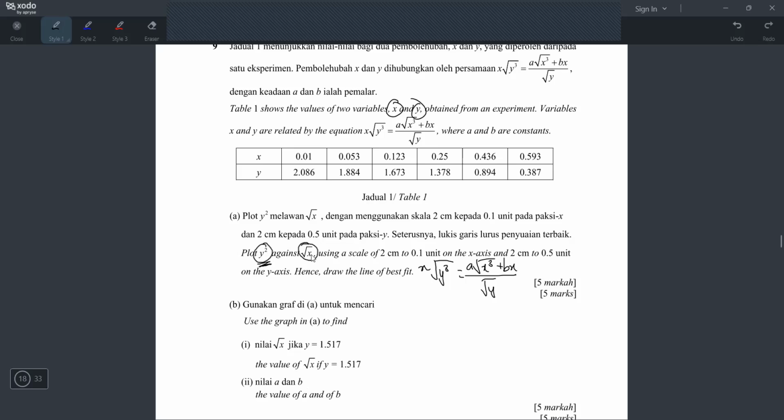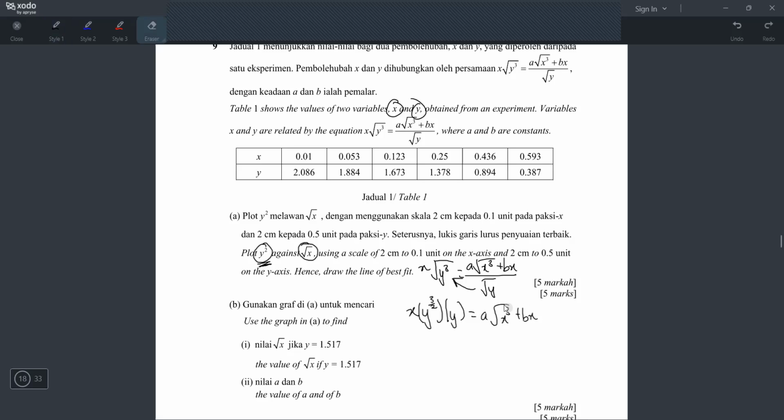So your y-axis is y square. But if you look at your equation, you don't have y square. So what do you have to do now? Make the equation equal to the y-axis. Okay, first thing first, I'll move the square root up here. So what happens is I will get rid of the fraction and it will become x square root y power 3, which is actually the same as y power 3 over 2, because square root is power 1 over 2. So 3 times 1 over 2 is 3 over 2. And then multiply with y equals a square root x power 3 plus bx, right?